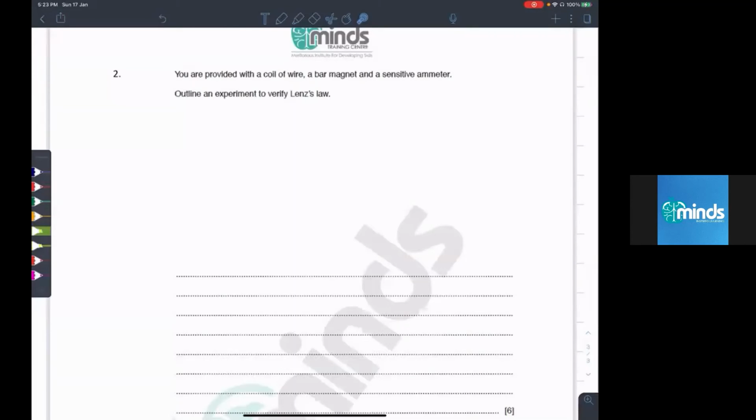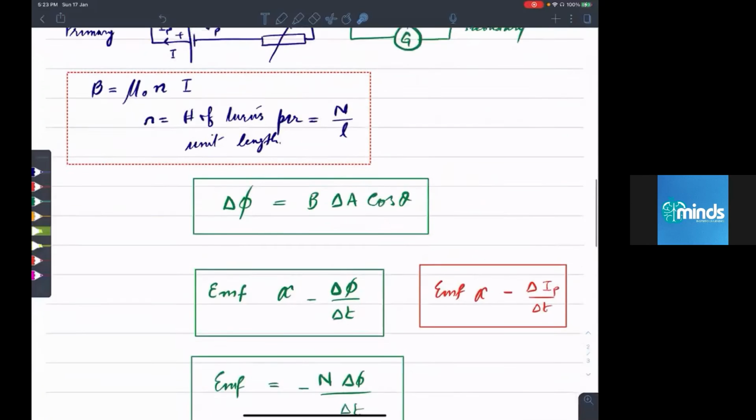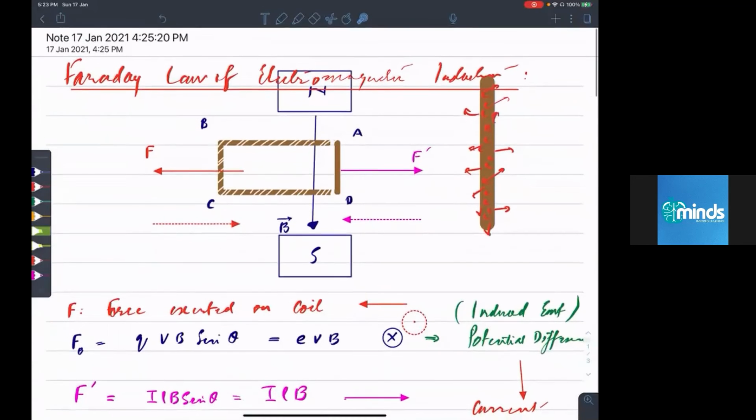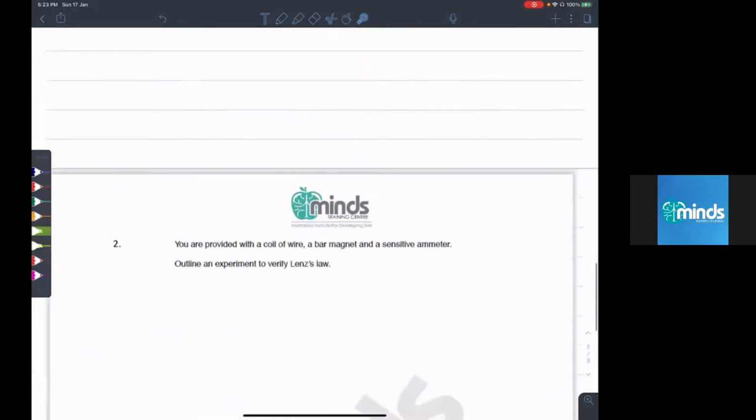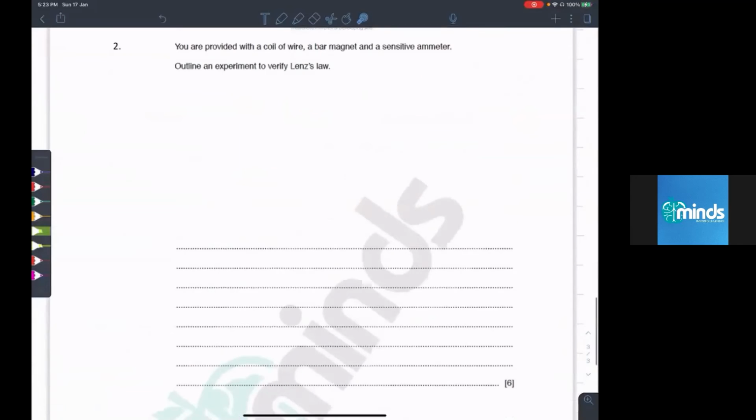Okay, see, there are multiple ways with which you can answer this question. One approach could be the way I tried explaining to you. If you can elaborate this thing, it's totally fine. Alternatively, what you could have done, see, let's say we have a coil, because the question says you are provided with a coil of wire, a bar magnet, and a sensitive ammeter. So let's say this is the coil.